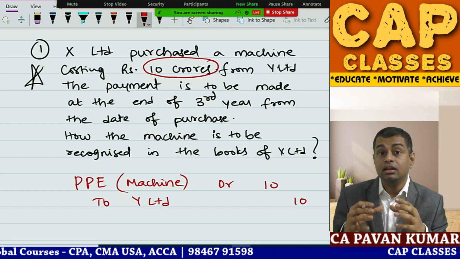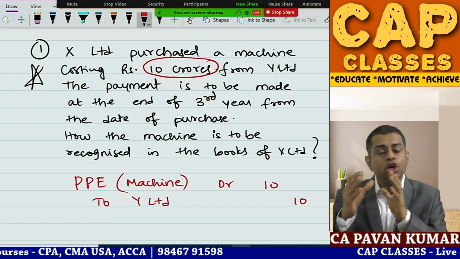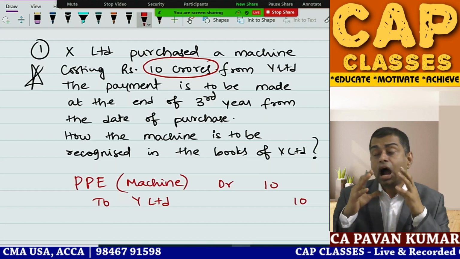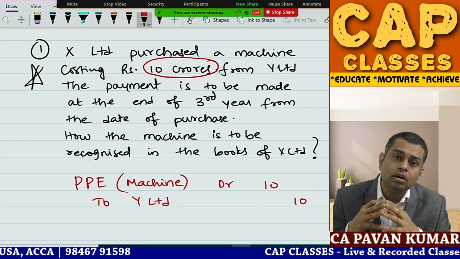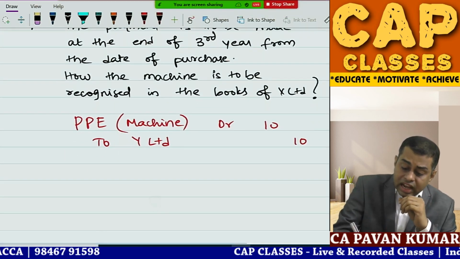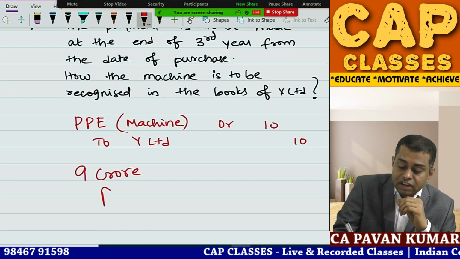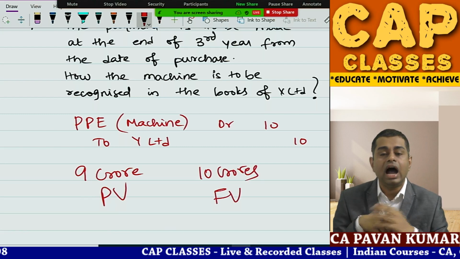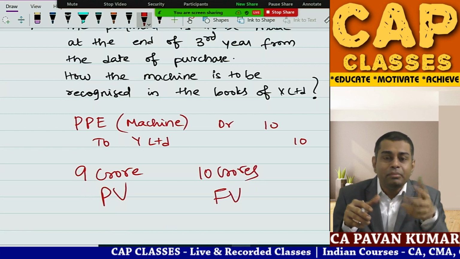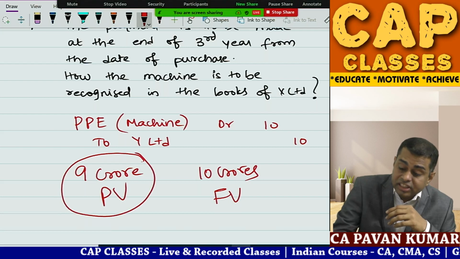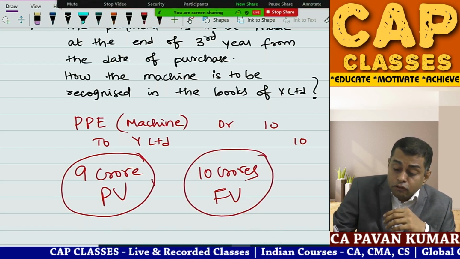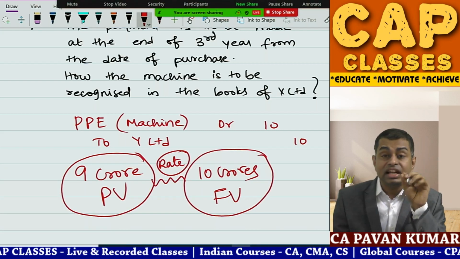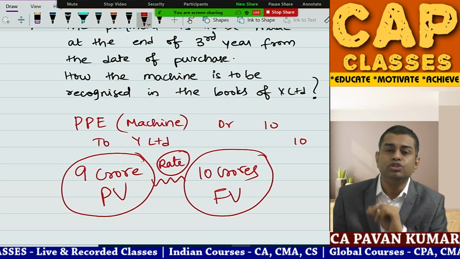Then you will have to take that to your income statement. Interest paid. Pavan sir, how do we calculate that interest? Simple. 9 crores is present value. 10 crores is future value, because after 3 years I am paying 10 crores. Today, if I pay, it is 9 crores. What is the rate of interest which equates 9 crores of present value with the 10 crores of future value?